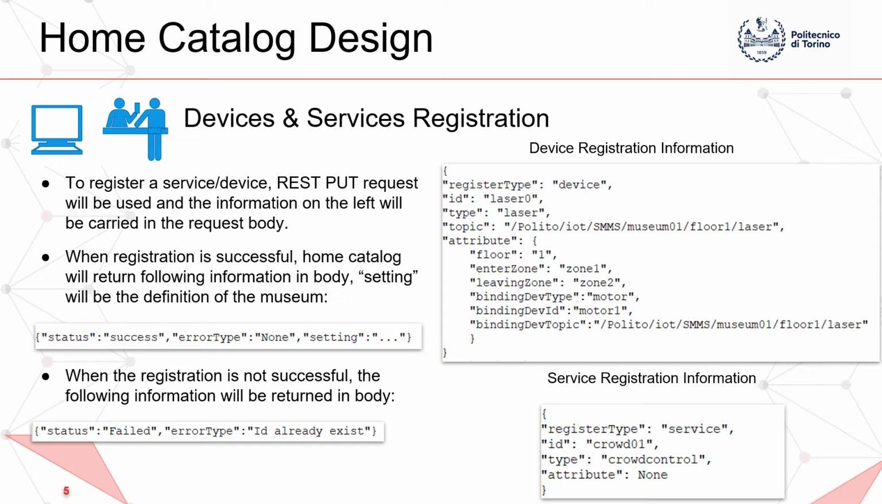For example, devices will add their location information in attribute, and during the registration, home category will check the necessary information and attributes is valid or not according to the definition of the museum. Only a proper configured device or service can successfully register to home category. When the registration is successful, home category will return the status and the museum settings in response. Otherwise, registered status and error type will be returned in response.